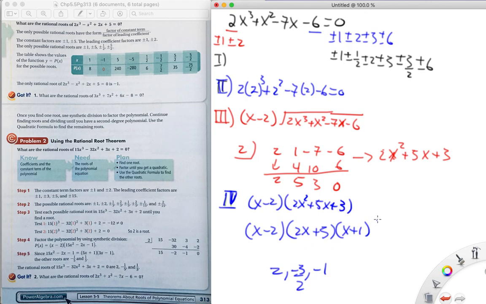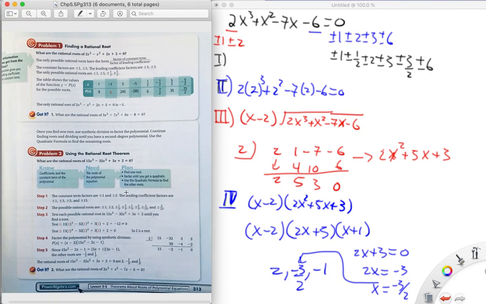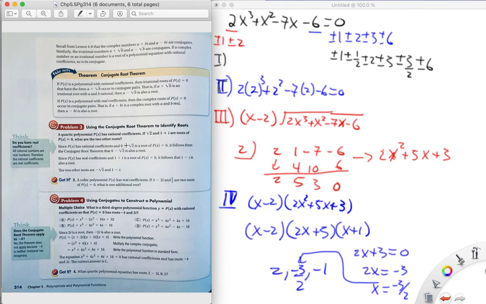And if you're wondering about the 3 halves, this would be 2x plus 3 equals 0. Subtract 3 from both sides. 2x equals negative 3, divided by 2. X equals negative 3 halves. So that's where that comes from. Okay, so that's that. It's a long process, I will not lie to you, and there's a lot of ways to get lost in there.